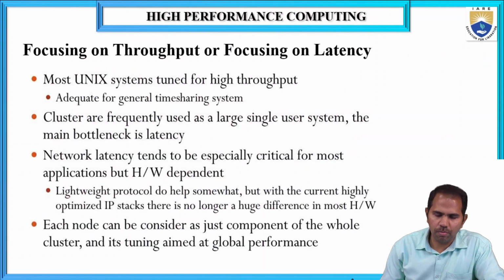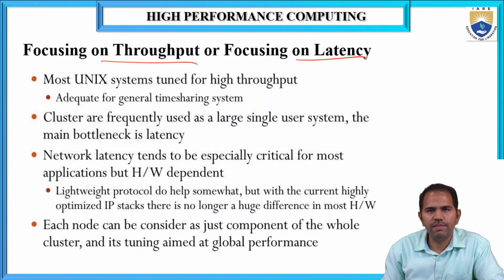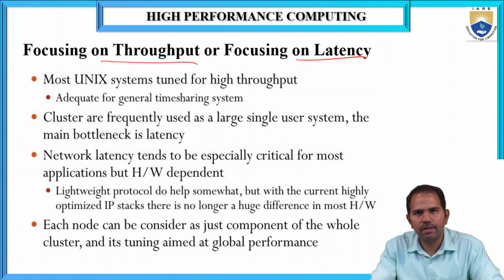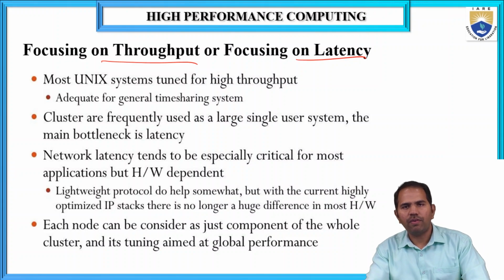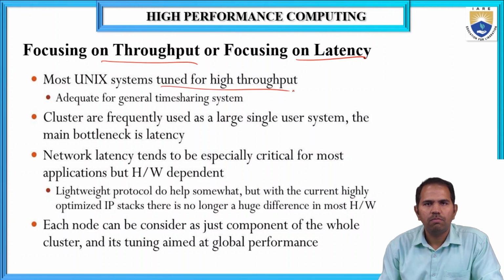Now focusing on throughput or focusing on latency. Latency is a delay between the nodes. Throughput means the number of jobs completed in a particular number of seconds. If throughput is increased, that will automatically be reflected in high performance. In most Unix systems, tune for high throughput. Each and every Unix operating system node should be produced with higher throughput, so it suits general time-sharing systems.